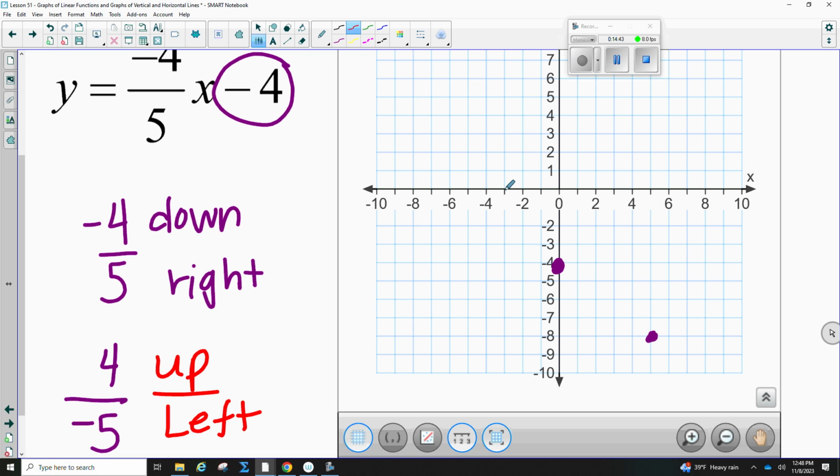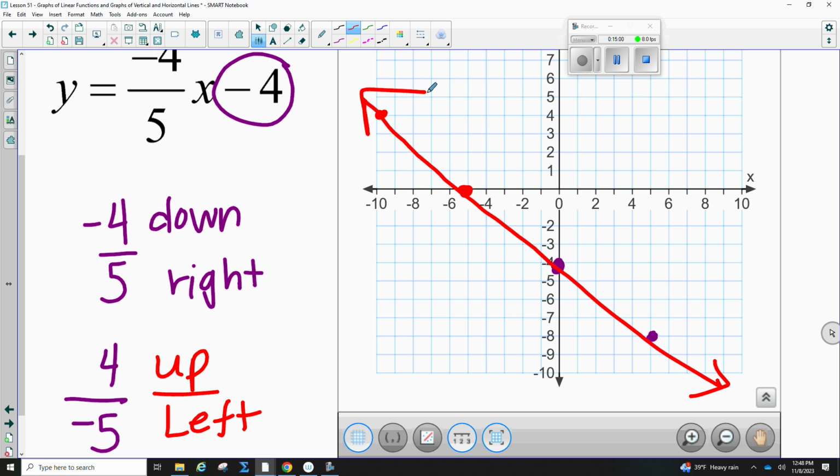And you might be able to fit another one. I don't know. Up 4: 1, 2, 3, 4. Left 1, 2, 3, 4, 5. And draw yourself a line. Notice it's a negative slope. It's going downhill, so I know I did it right.